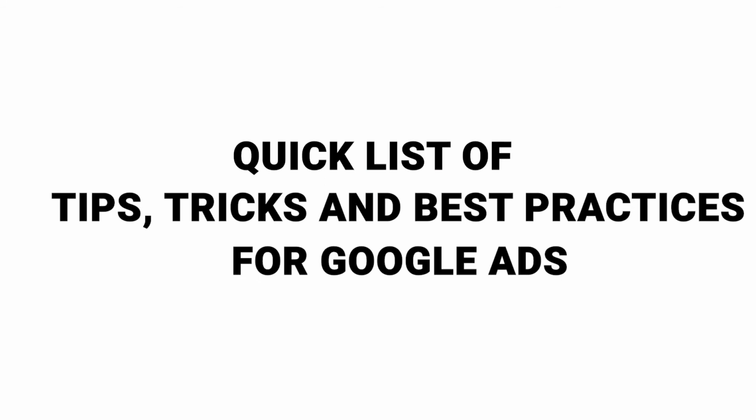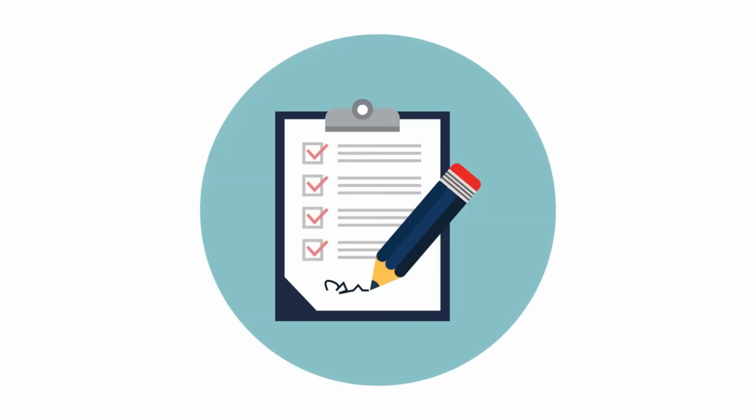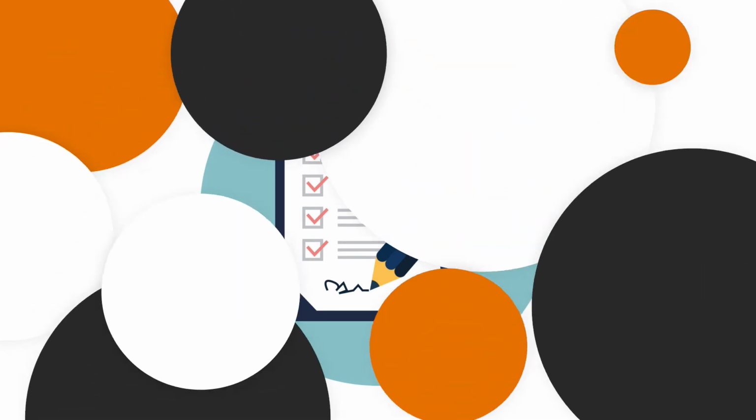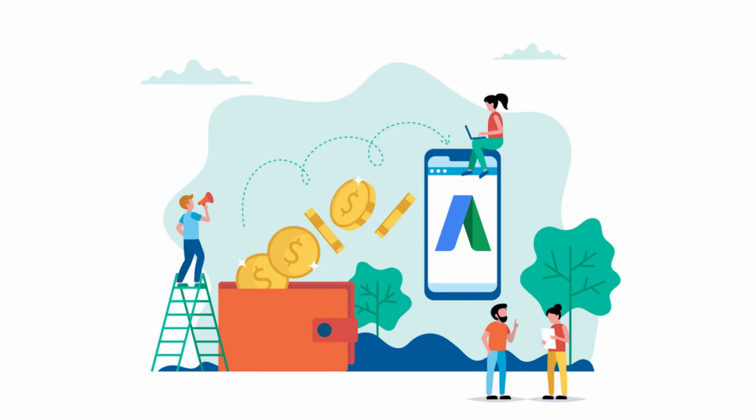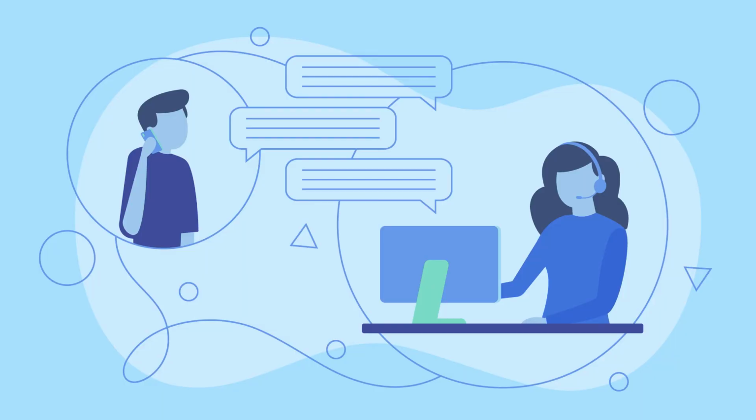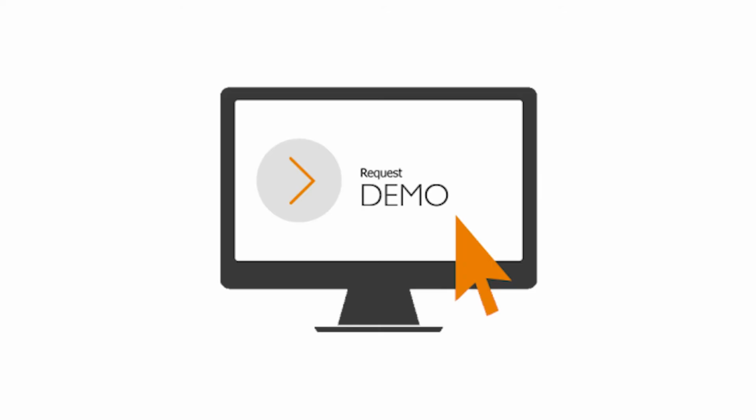Given below is a quick list of tips, tricks, and best practices for Google Ads. Think of it as a to-do list for Google Ads. 1. Bidding strategy for Google Ads. It would be best if you determine how much you can pay for a conversion profitably. But how would you determine that? You need to see your customer lifetime value, what conversion you call, e-commerce, phone call, demo request, etc.